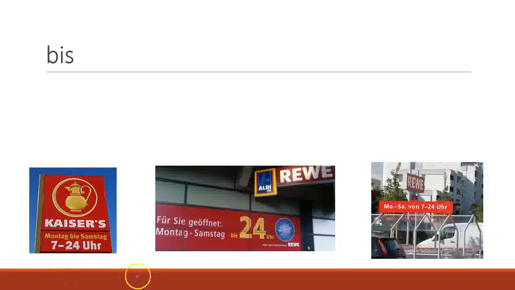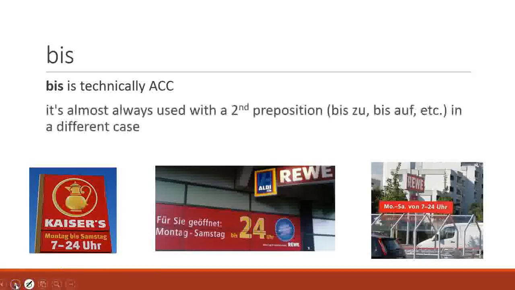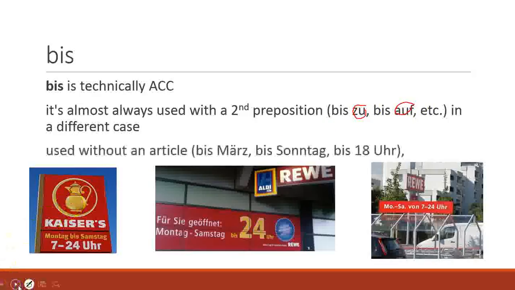So, as I stated, bis is technically an accusative preposition, but it's usually utilized with another preposition, and you may or may not have looked at these before. So that may change the case, but we see bis used a lot. And because bis is often used without an article, typically talking about dates and time, we don't really have to worry about the case because we drop the der for März, we drop the der for Sonntag, we drop the die for Uhr. So you'll see this a lot, like I said, utilizing dates and time.